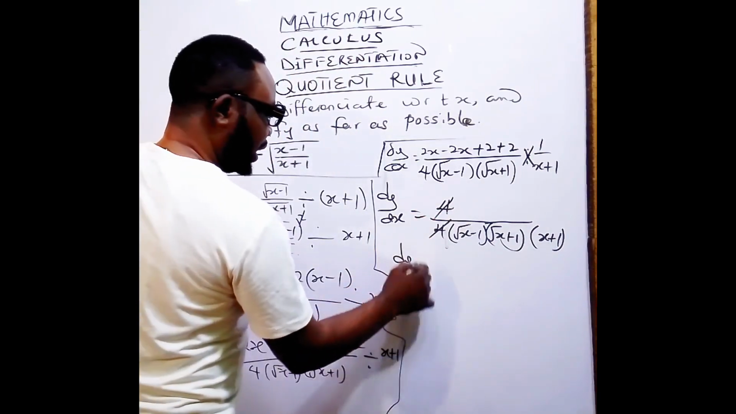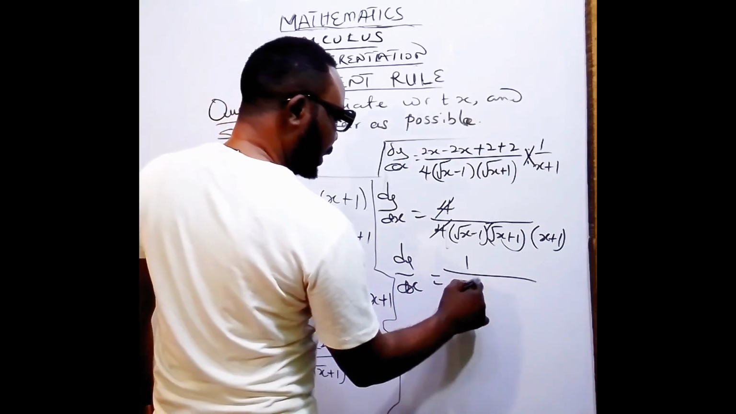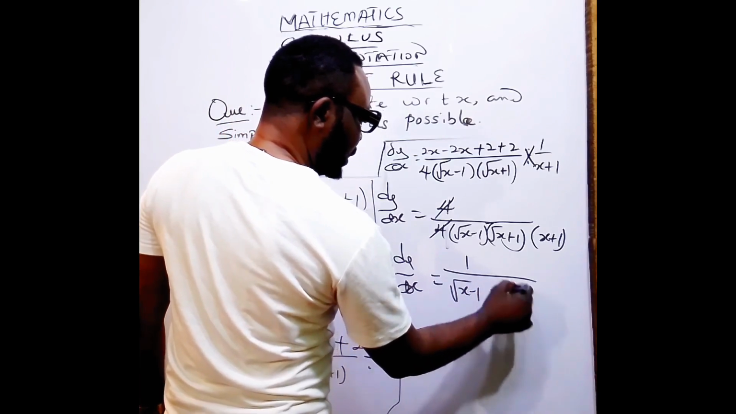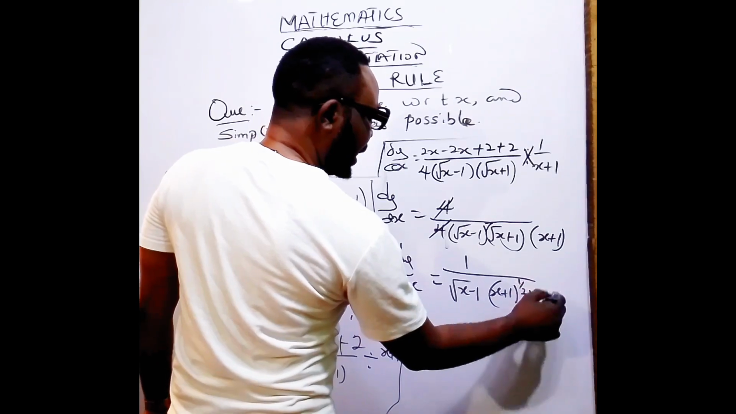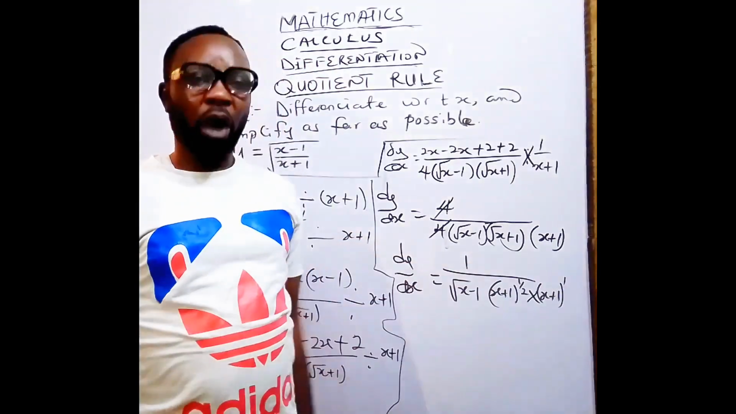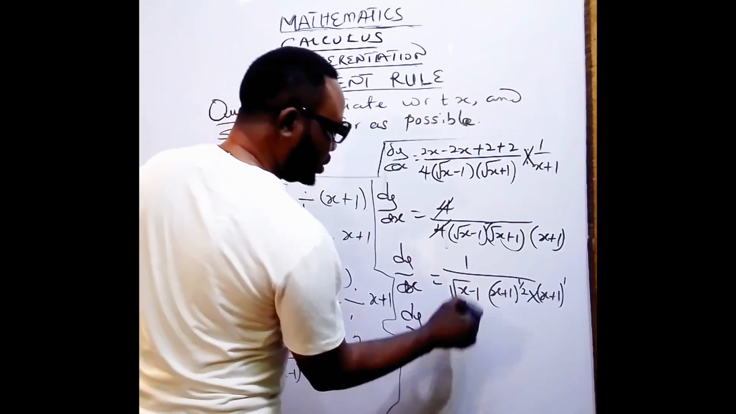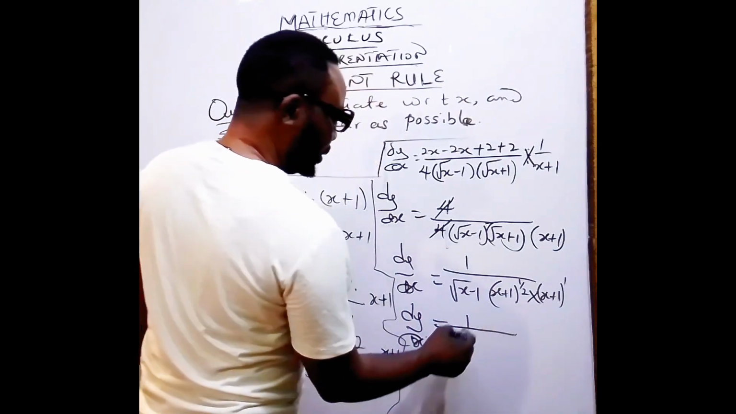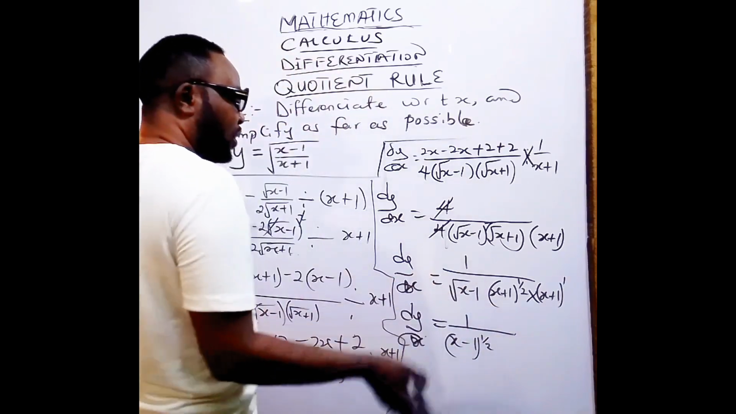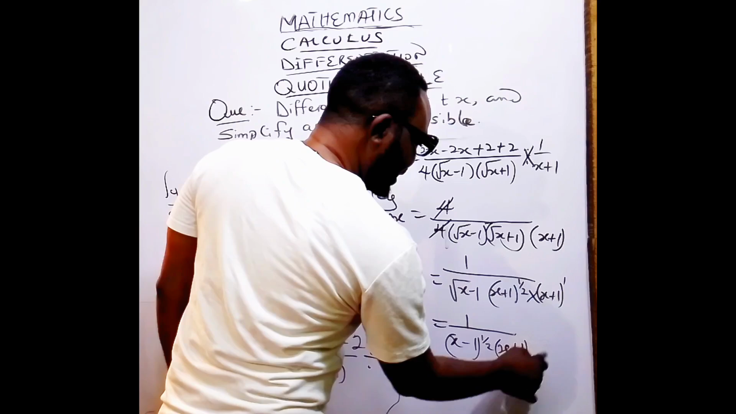Now, this 4, we call this 4. We have then the y dx to be equal to 1 over root x minus 1. Then x plus 1 raised to the power of half multiplied by x plus 1 raised to the power of 1. It is raised to the power of 1. Good. Now, we can now have the value next to be equal to 1 over x minus 1 raised to the power of half, or you can leave it in this form. This is the same thing. Then x plus 1, because it's the same value.